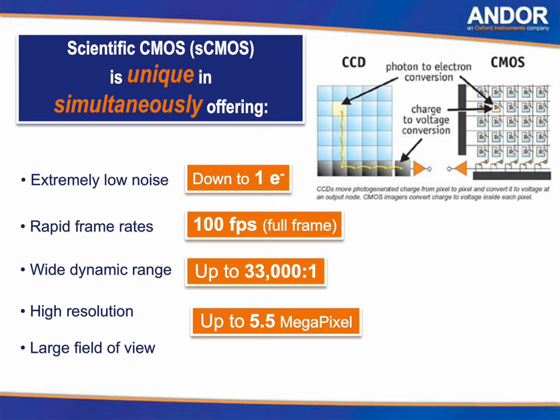So here we can see the effects of that. If we look at the list, we have extremely low noise down to one electron, rapid frame rates up to 100 frames per second of the full frame, a wide dynamic range. Now, effectively, this is electron before we get the scintillator, but it's a very effective way of moving the charge of up to 33,000 to 1. High resolution, which is obviously critical, as we'll go into and Yuri will explore later on, with a large field of view of 5.5 megapixels. It's able to do that because it's a different structure.